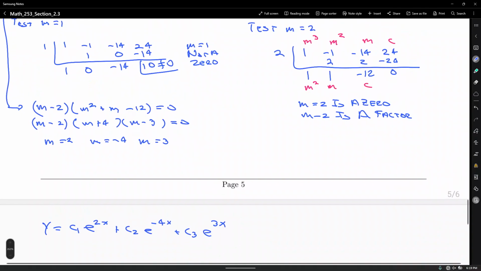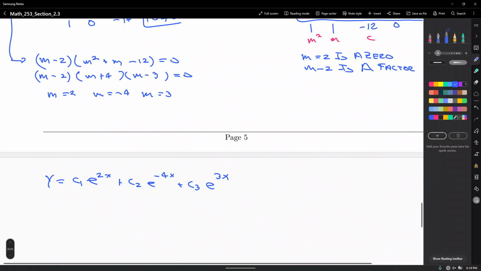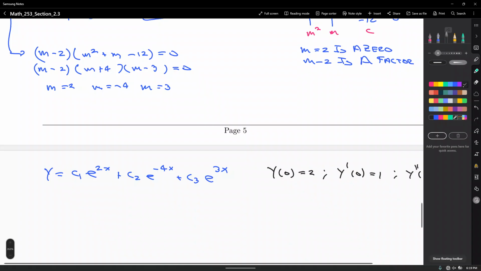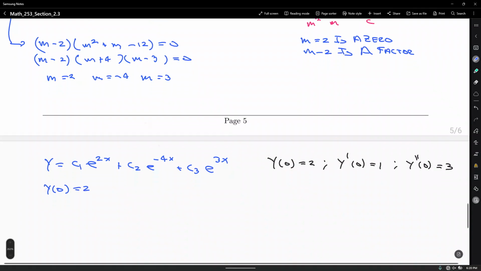Okay, guys. I mentioned before, I wanted to turn this into an initial value problem with conditions. Let me change the color for the conditions. Y of 0 equals 2. Y prime of 0 equals 1. Y double prime of 0 equals 3. Okay? So, I'm going to use the first condition, y of 0 equals 2.